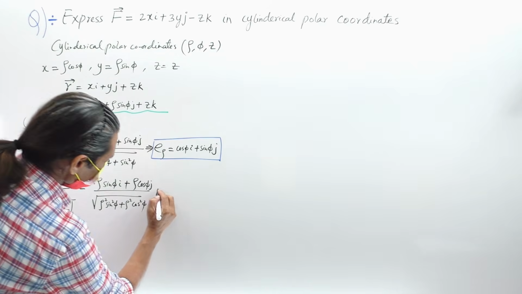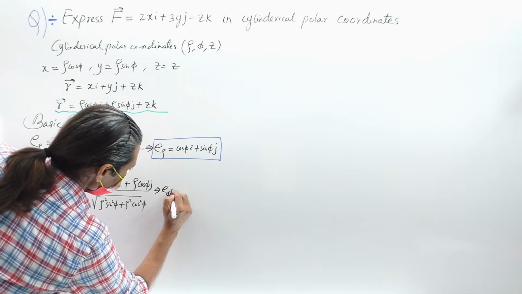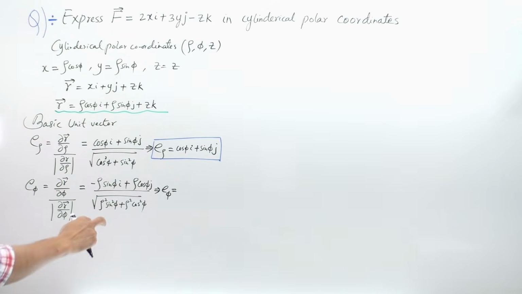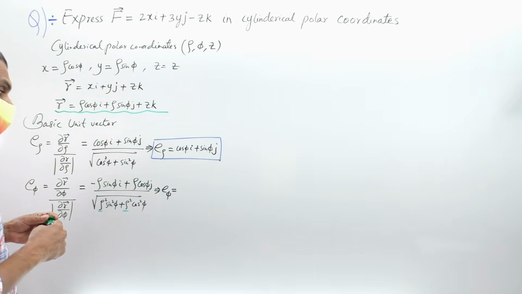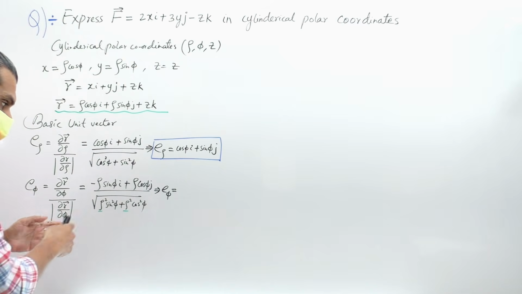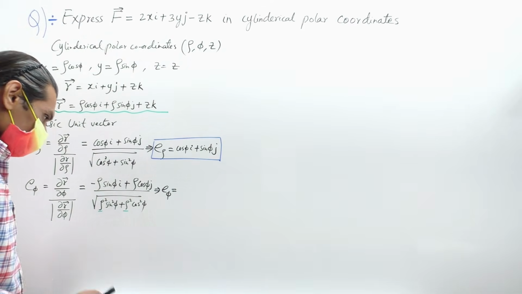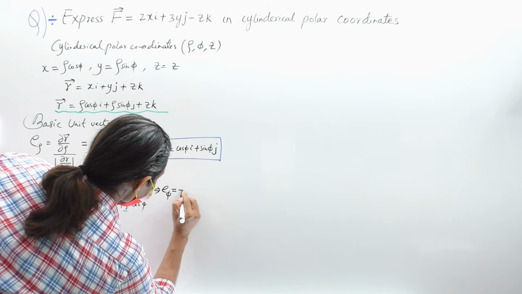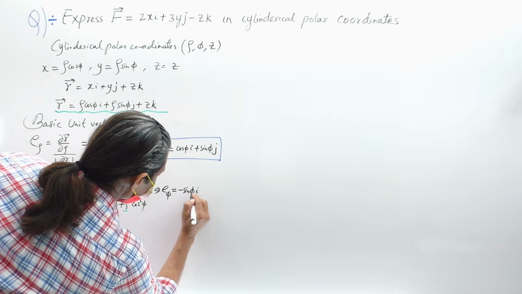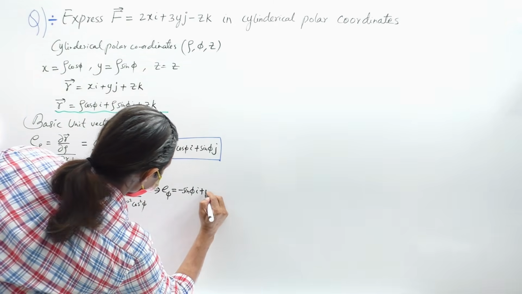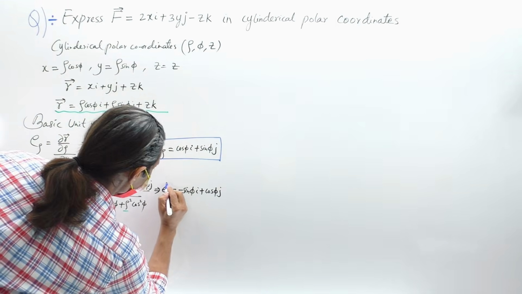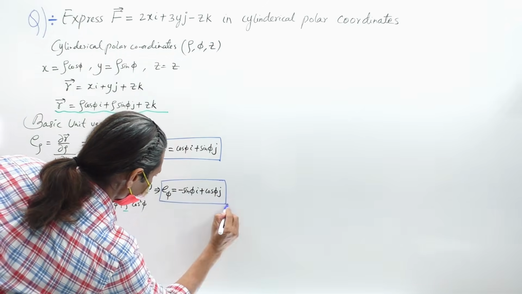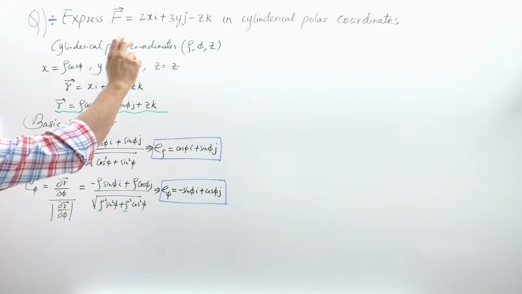That implies E phi equals rho² sin² phi plus rho² cos² phi under the root. Here rho² is common, cos² phi plus sin² phi is 1, right? So root of rho² is rho. Both the rhos cancel, we get minus sin phi into i plus cos phi into j. That's it. This is my E phi.